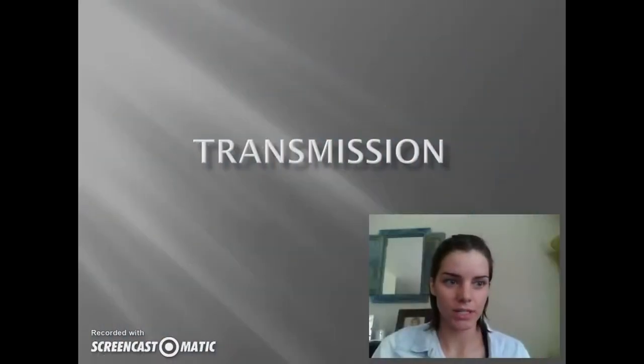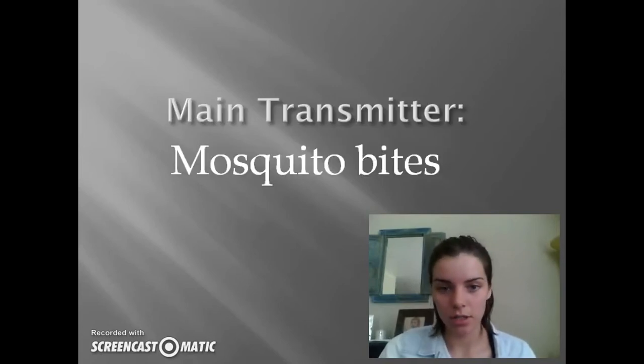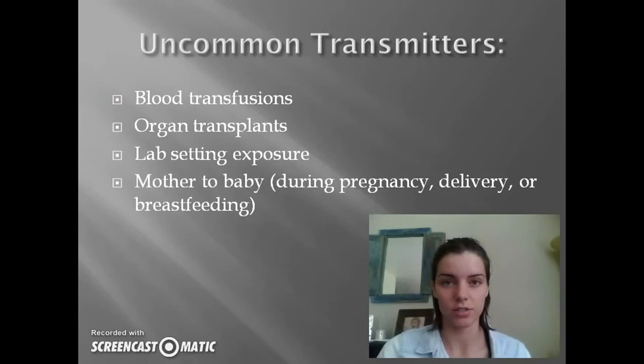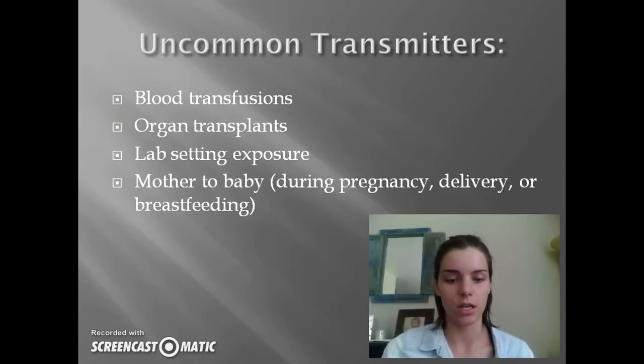Hi, so I'm going to give you a rundown of the transmission of West Nile virus. So the main transmitter is mosquito bites, as I'm sure a lot of people know. But there are also a couple of uncommon transmitters. These are very uncommon, very rare, but they do occasionally happen, so they're worth mentioning. One is blood transfusions, organ transplants, lab setting exposure, and then from mother to baby. It can be transferred either during the pregnancy, during the delivery, or through breastfeeding.